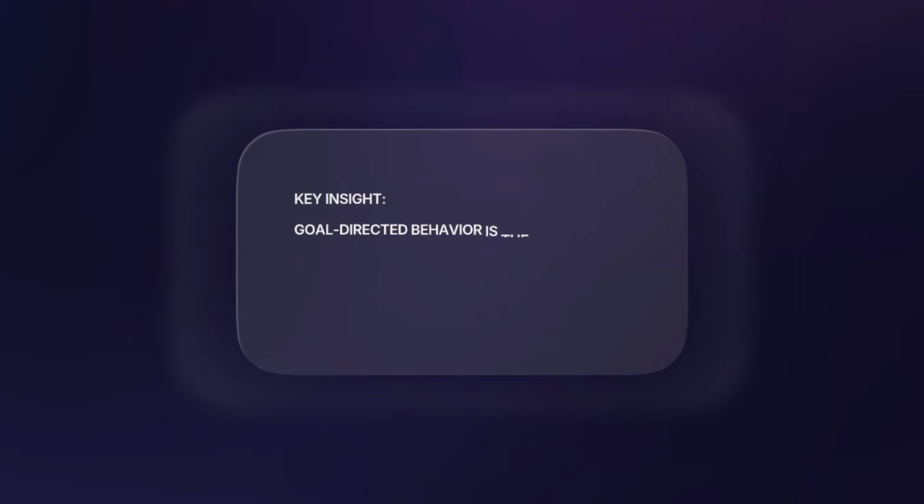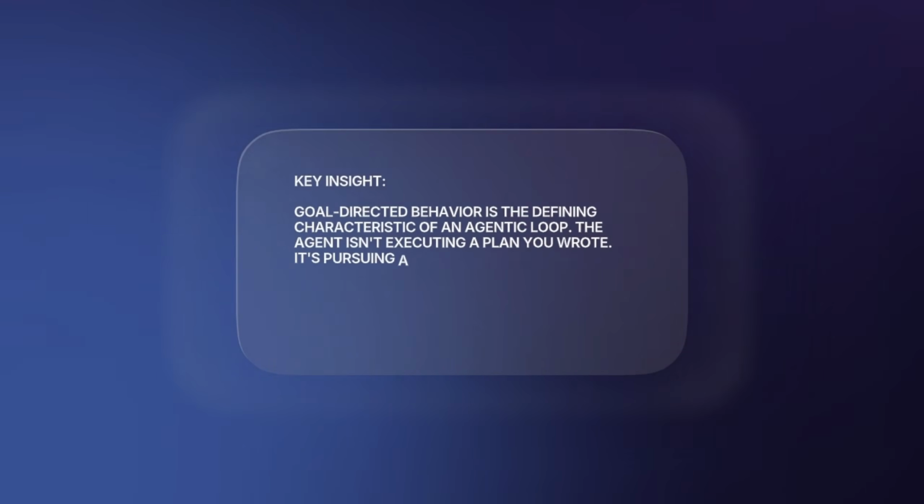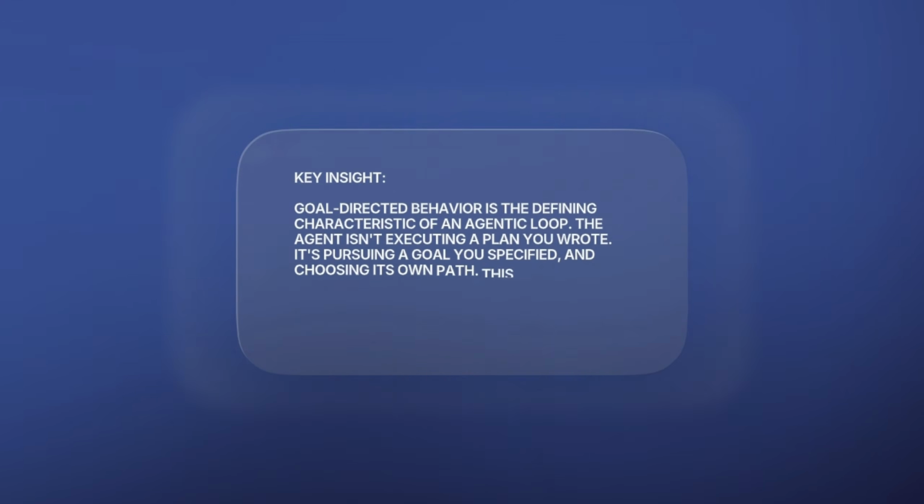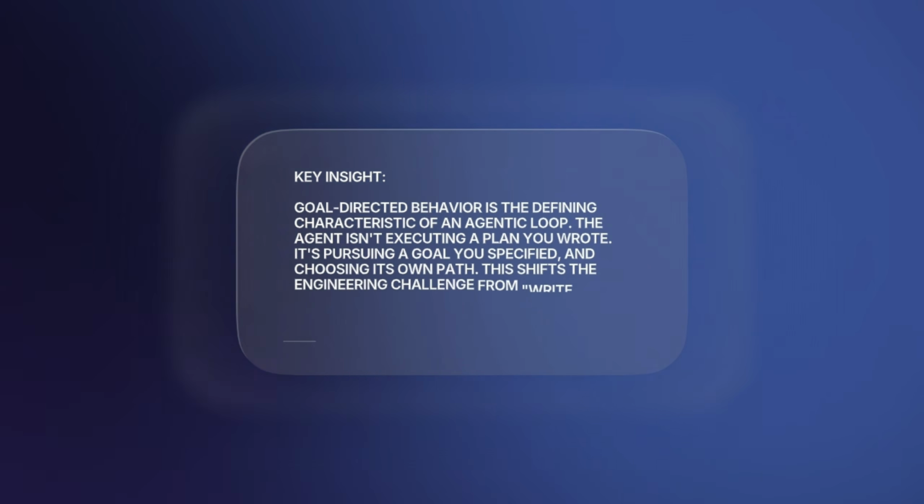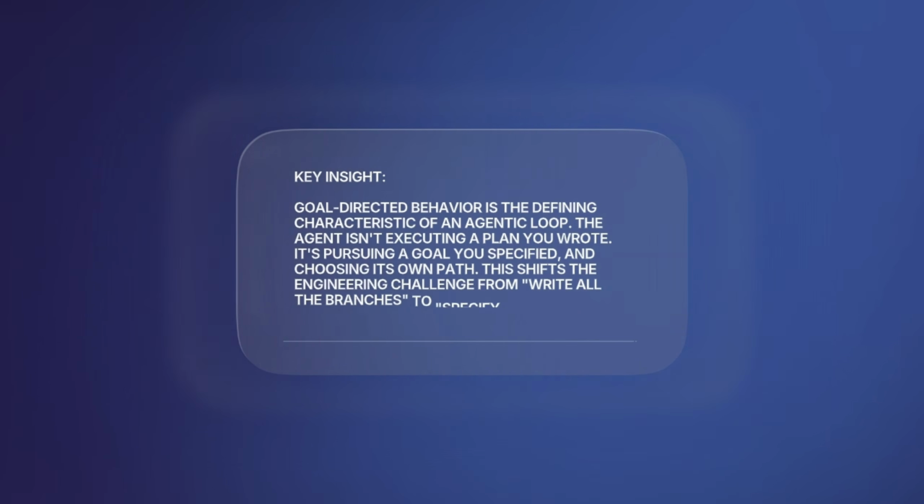A well-designed agent doesn't just act intelligently, it curates its own context intelligently as it works. So here's the insight that ties this lesson together. Goal-directed behavior is the defining characteristic of an agentic loop. The agent is not executing a plan you wrote. It is pursuing a goal you specified and choosing its own path to get there. And that completely changes your job as the engineer.